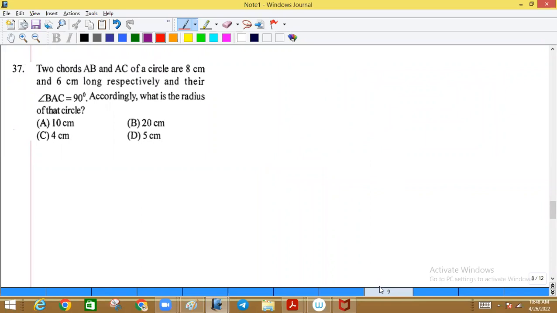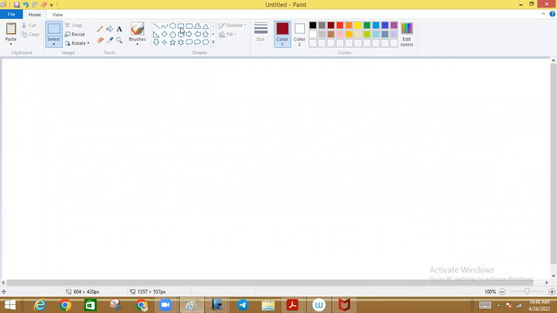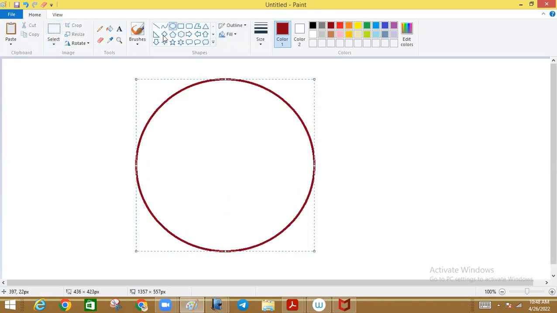Two chords AB and AC of a circle are 8 centimeter and 6 centimeters long respectively, and their angle BAC is equals to how much? 90 degrees. Accordingly, what is the radius of the circle? See there. Can you tell me what is the hypotenuse there? In a circle, angle in a semicircle only right angle.